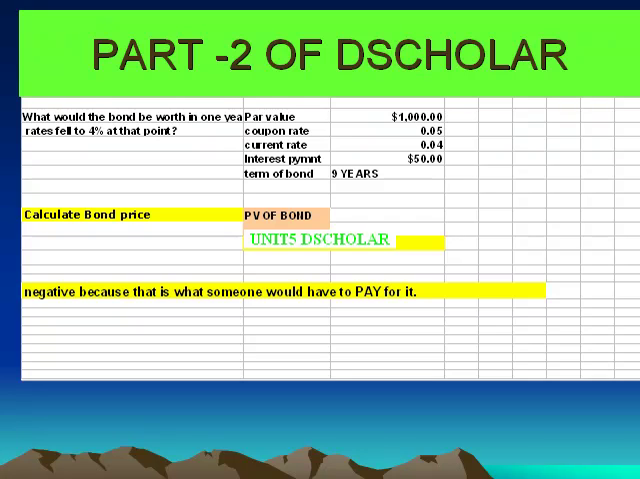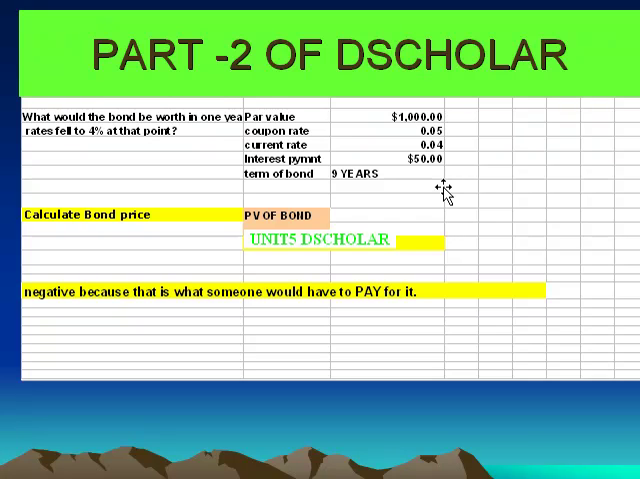So click on the Excel present value formula. Enter the rate as again 4%. Interest payment is 50, enter as a positive value. Future value is still 1,000. And your term of the bond is 9 years because the interest rate fell after 1 year. So you're discounting it for 9 periods instead of 10, and that is all that has changed, and you should be able to do that.